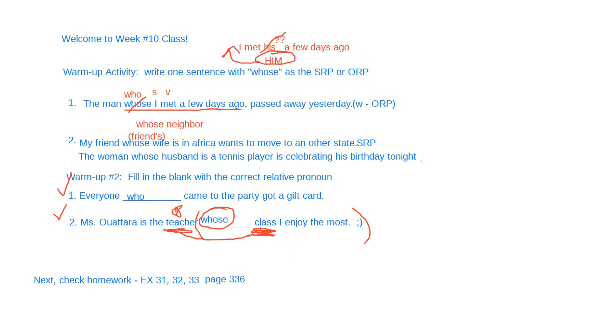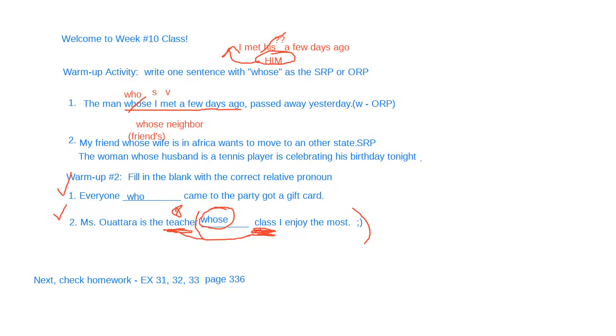So that is the warm-up. Let's go straight to our homework on page 336. Page 336. Exercise 31. You guys can help me with this. It says underline the pair of sentences and follow the steps. So basically, they want you to write with whose.